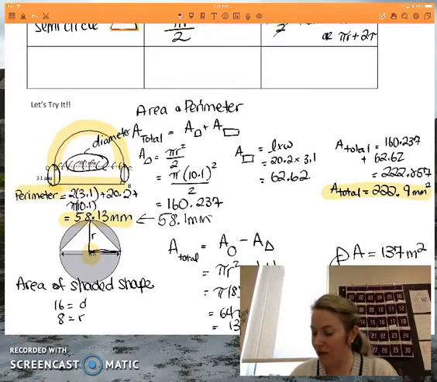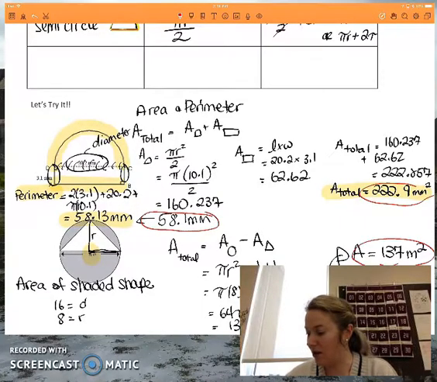So let's look at our final answers. One final answer there, final answer there, final answer there. What do they all have in common? They're all rounded correctly, and they all have appropriate units.